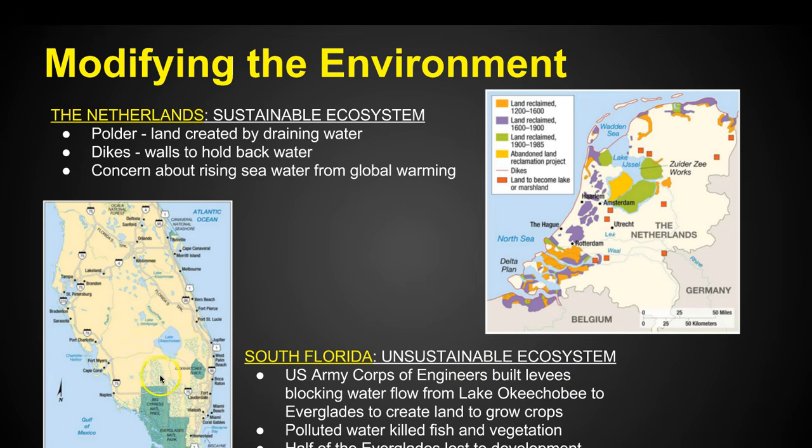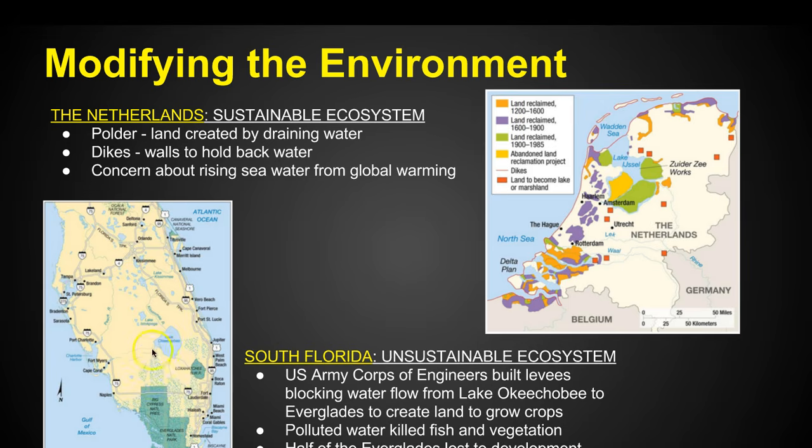And we look over here, we see the Everglades, the very famous Everglades where you see alligators and marshlands down here in South Florida. Well, they said that the U.S. Army Corps of Engineers built levees blocking water flow from Lake Okeechobee to the Everglades to create land to grow crops. So here's Lake Okeechobee. And what they've done is they've created levees and they've blocked the water flow. So they've cut off the Everglades, and it's been good because they've created farmlands and been able to build houses and such in this area.